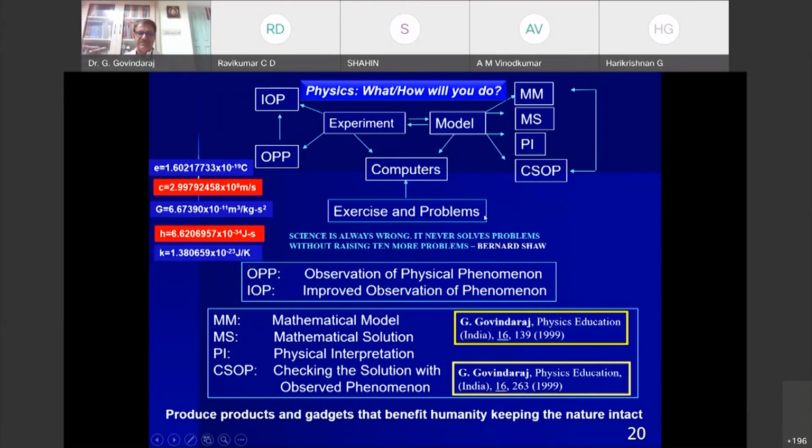It is impossible to rule out the use of computers. And exercise problems for learners also play a role, and researchers also play a role. So this is a crude way of looking at the scientific way of approaching things. One should keep it in mind. This is growing and this is growing. And I would like to state here Bernard Shaw's statement that science is always wrong. It never solves a problem without raising ten more problems. It is true. That's why there is growth here.